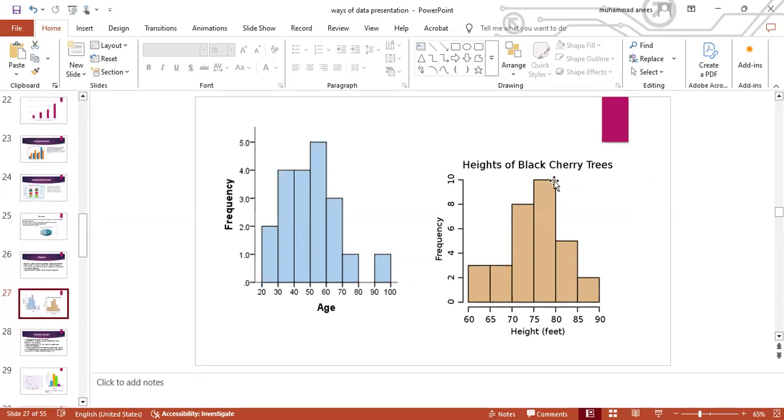And along 10 of the trees have this height. And in this case of age, we can see that the age of a person, 50 to 60 is the maximum value.